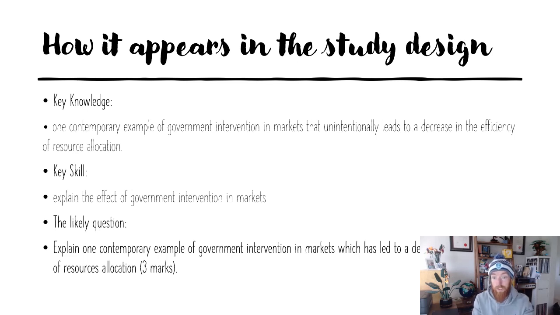The likely question, if it was to come up this year, and similar to how it's come up in the past, which has been rare, is: explain one contemporary example of government intervention in markets which has led to a decrease in the efficiency of resource allocation. Whenever you get a question in VCE economics that mentions the efficiency of resource allocation, you should mention a specific type of efficiency that is or is not being achieved. In this case, because the government intervention has made resource allocation worse, we should be talking about the type of efficiency which is not being achieved because of what the government is doing. So let's move on to the first example.